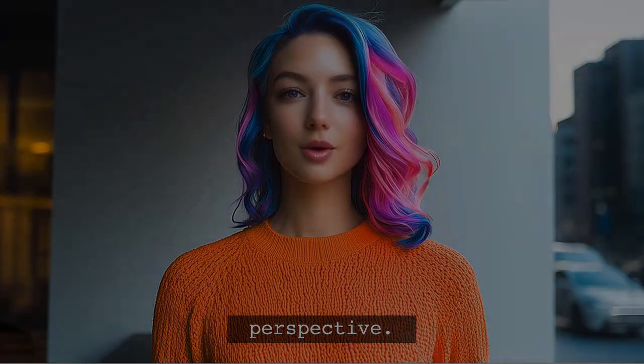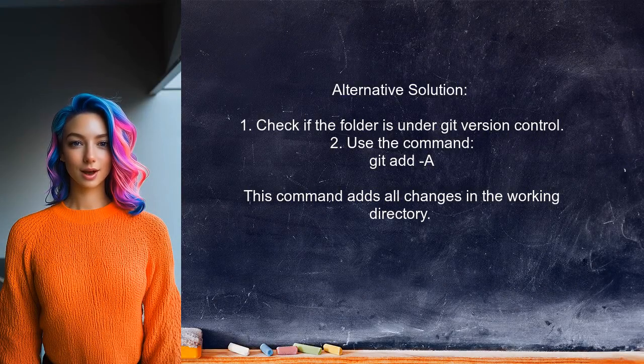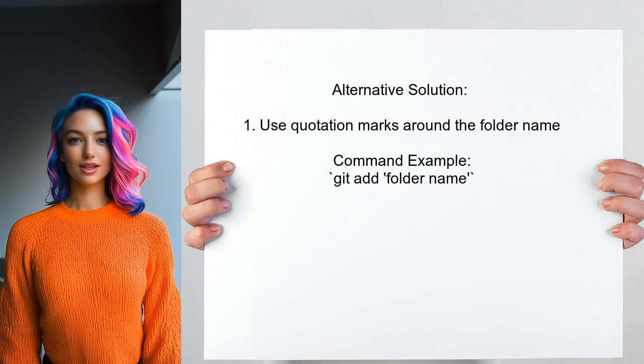Let's see another perspective. An alternative solution suggests that your folder might not be under Git version control or could be ignored. To add your entire folder, try using the command git add -A. Now, let's shift our focus to a different response. An alternative approach shared by another user is to use quotation marks around the folder's name when adding it to Git. This ensures that the command recognizes the folder correctly.